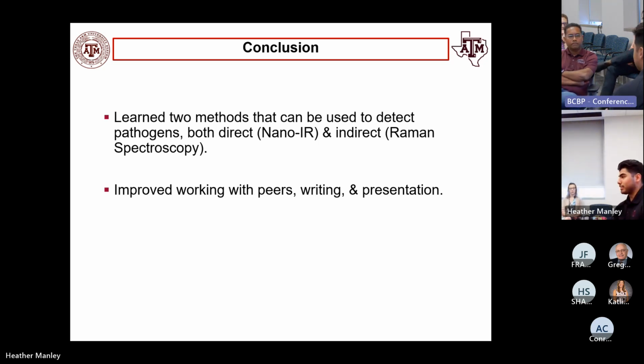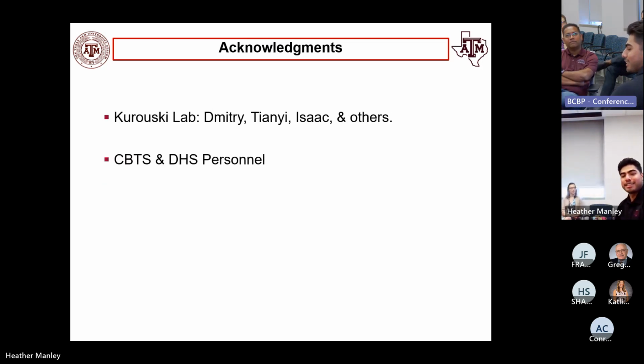And overall, it was just a great experience learning how to use these two instruments, and the whole protocol, growth, analysis, everything. So real quick, I just want to thank everyone, especially the Kudowski lab, for being by my side, helping me out with the analysis, and being there, getting food, as always, and of course, the DHS fellows and personnel at CBTS.